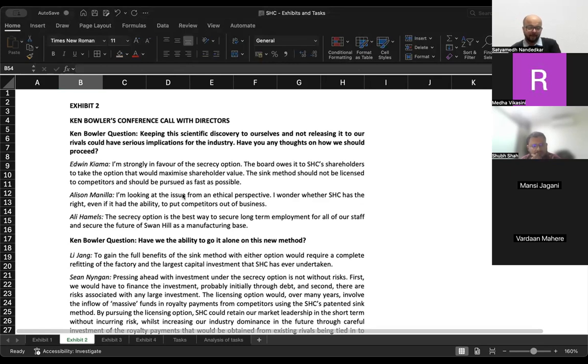Alison Manila: I am looking at the issue from an ethical perspective. I wonder whether Swanhill Company has the right, even if it had the ability, to put the competitors out of business. Hamills: the secrecy option is the best way to secure the long-term employment for all of our staff and secure the future of the Swanhill as a manufacturing base.